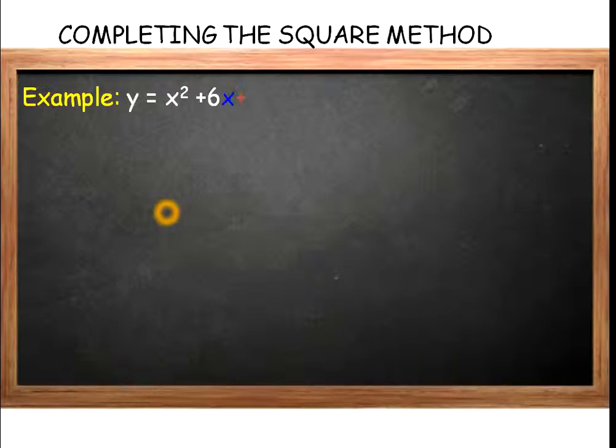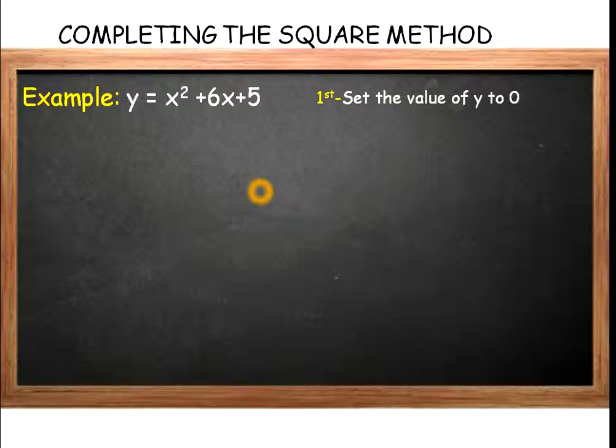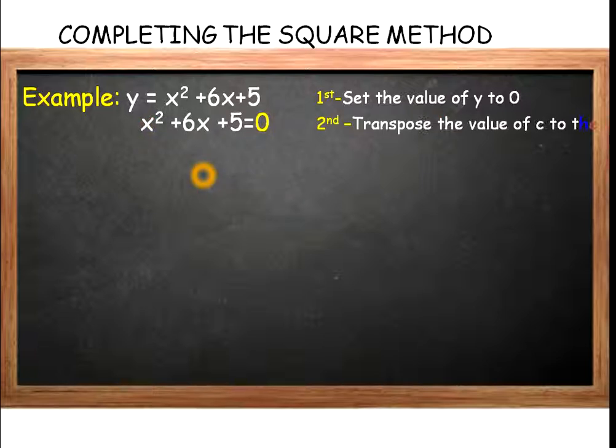Let's use another example. y is equal to x squared plus 6x plus 5. First, we have to set the value of y to 0. Then, we have to transpose the value of c, which is positive 5, to the other side of the equation, giving us x squared plus 6x is equal to negative 5.